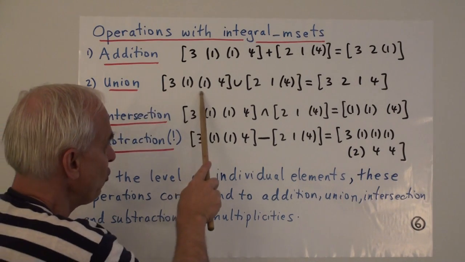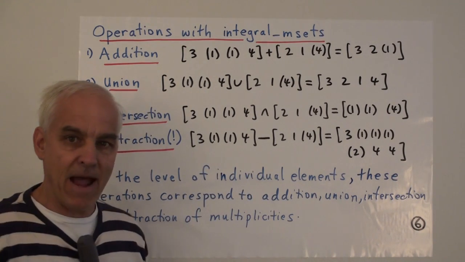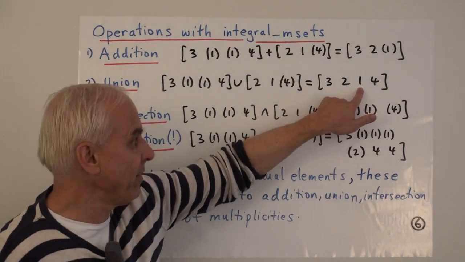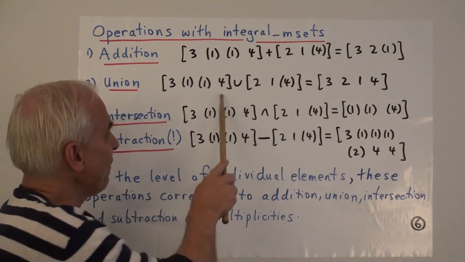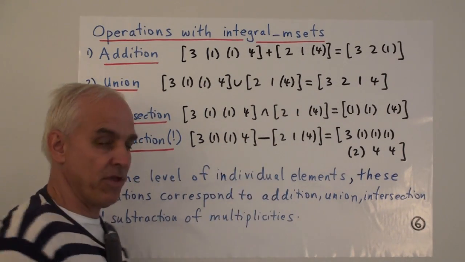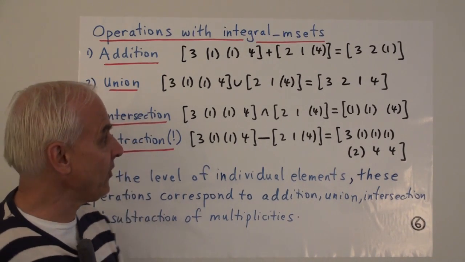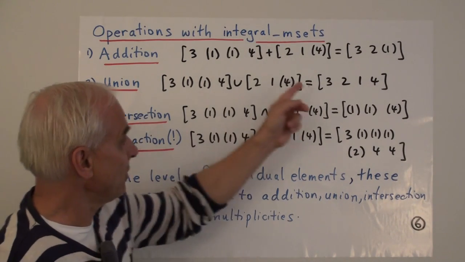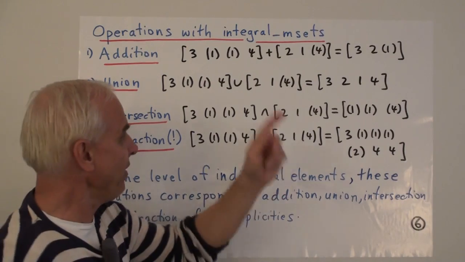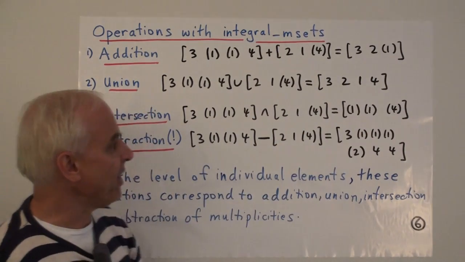Here we have minus 2 1s, and here we have 1 1. The maximum of those is 1 1. Here we have a 4, and here we have a minus 4. The maximum of that is 4, or a multiplicity of 1. So we have a single 4 in the union.